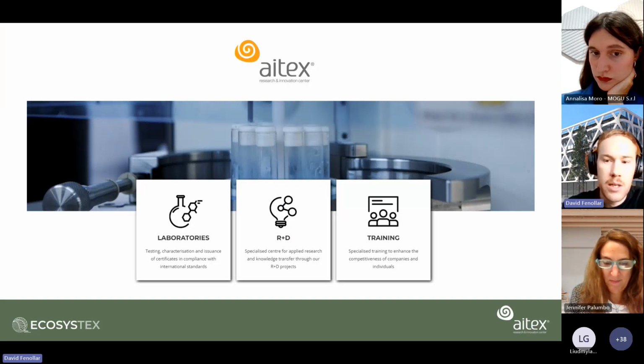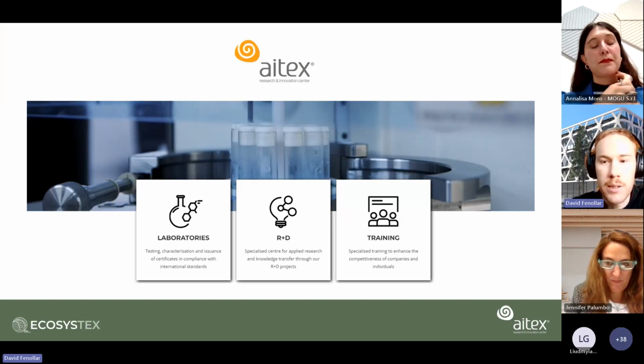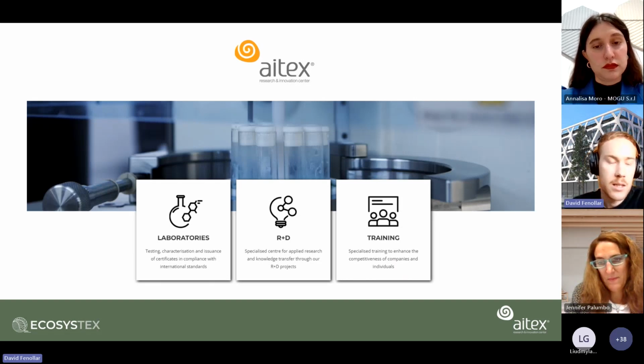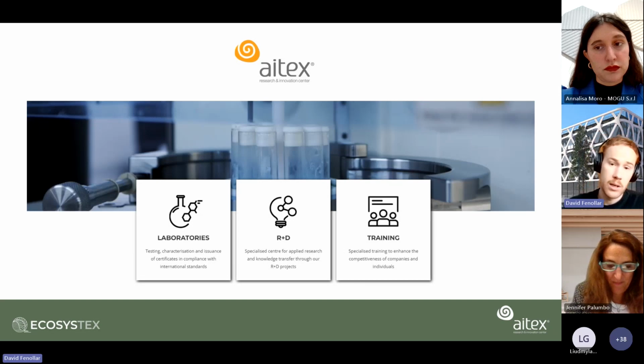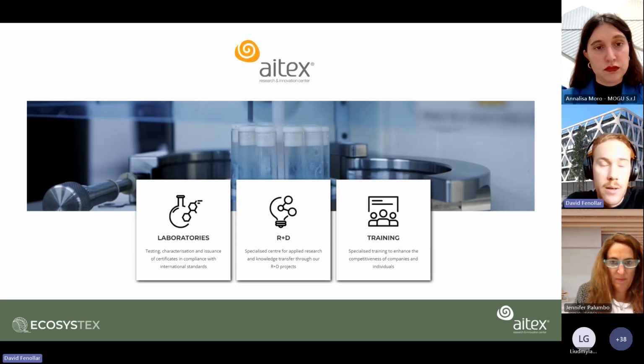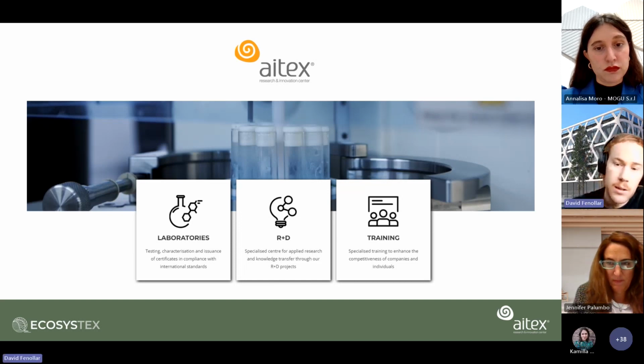ITEX is a research and innovation center that focuses its activity on 3 key activities in the textile industry. Testing, characterization, and certification on one hand. At ITEX, we work closely with international standards to certify a wide range of textile products for many different companies. Additional to that, we conduct research and development activities in advanced textiles as well as provide training to industry professionals.